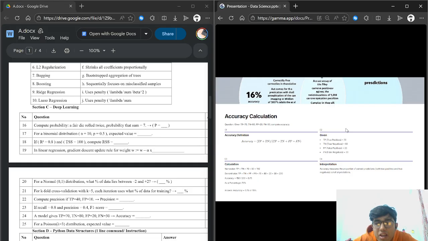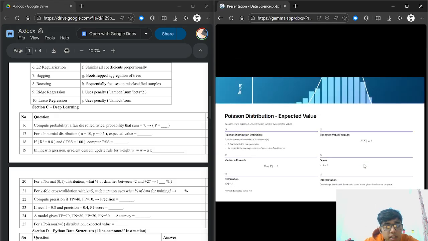Accuracy is simply the measure of correctness. So that will be the true positives plus true negatives divided by the total of all predictions made. So this simply boils down to 150 upon 200, and that is 0.75. So this basically means that our model is 75% correct in all the cases. Let's proceed to the next question.